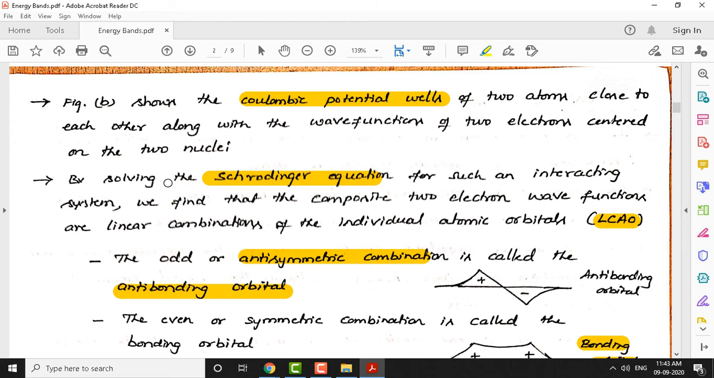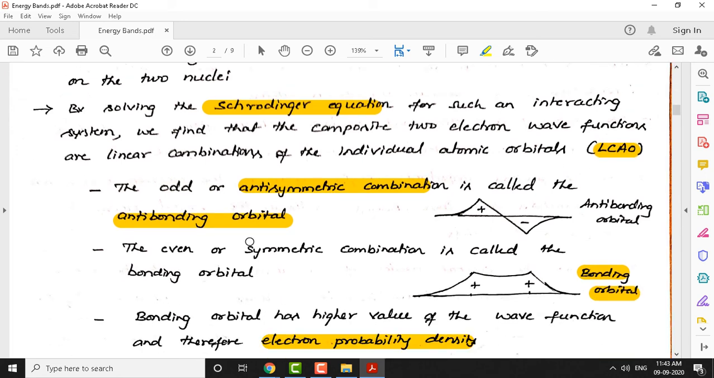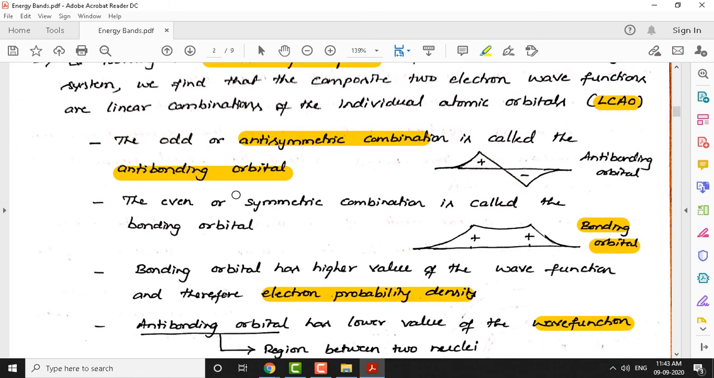So if you solve the Schrödinger equation for such an interacting system, we can find the composite of two electron wave functions, and they are going to be linear combinations of individual atomic orbitals. Shortly we call this LCAO. There can be odd and even combinations here. Odd combination forms an antisymmetric combination, and even forms a symmetric combination.